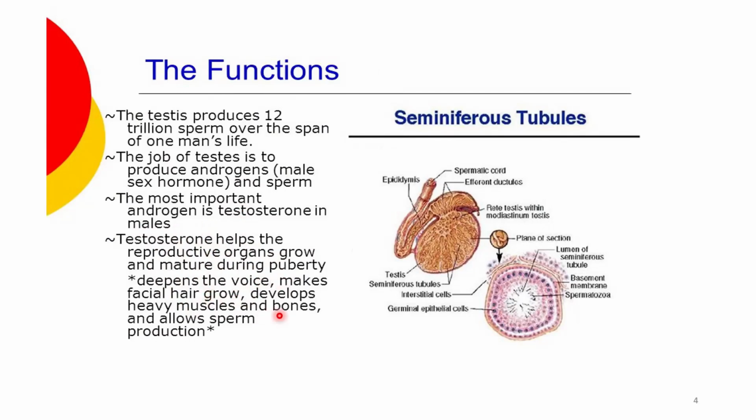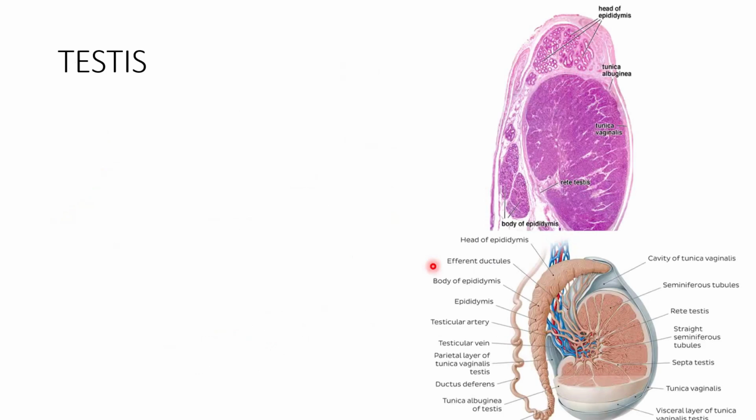Then it also enables the strengthening of bonds, and then allows sperm production. So that's the reason why a male child before puberty cannot produce sperms, but after puberty, the child can produce sperms. Yeah, so these are histological organization, but we'll look into that in a few minutes. So the two functions: production of androgens, production of sperms.